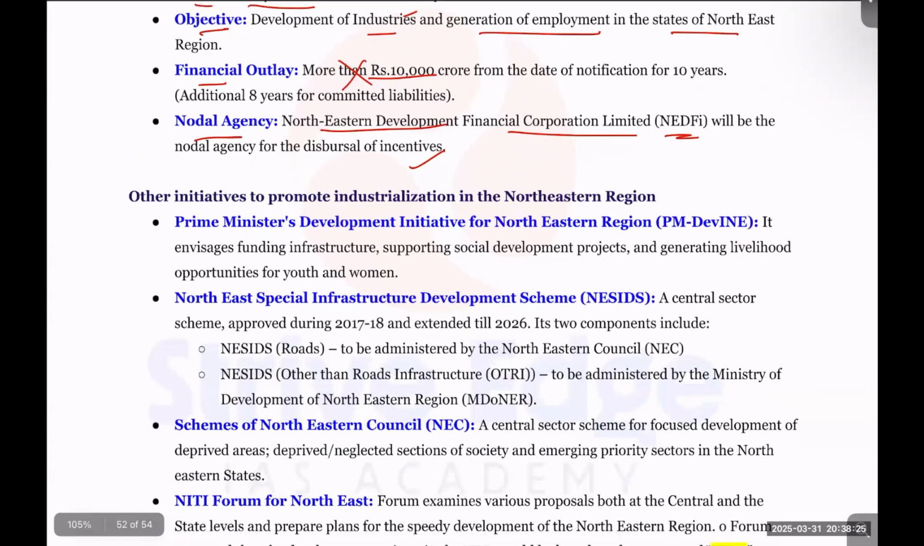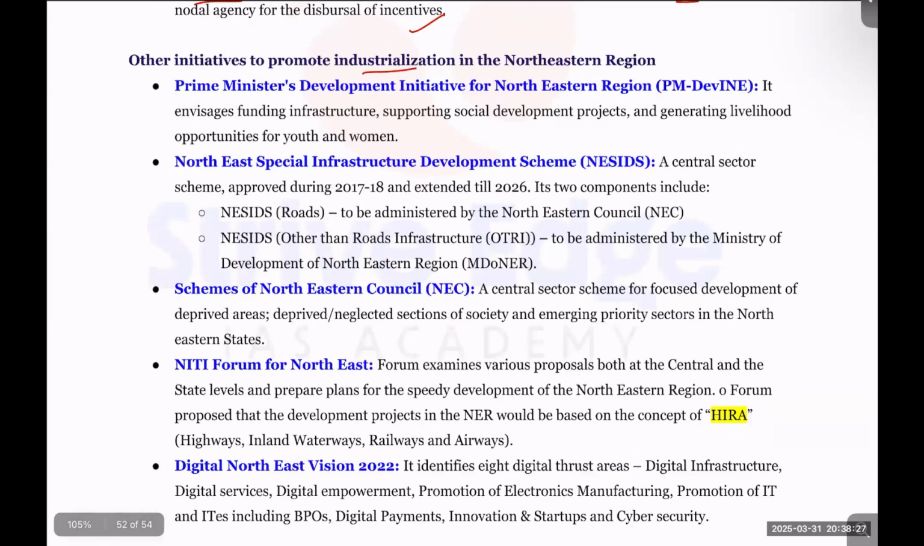So there are some other initiatives in order to promote the industrialization in the Northeast region. The Prime Minister's Development Initiative for Northeast region, PM-DevINE, has been launched. So what is this PM-DevINE? You should remember that even if UPSC asks what PM-DevINE is related to, it is for the industrialization and development of the Northeast region.